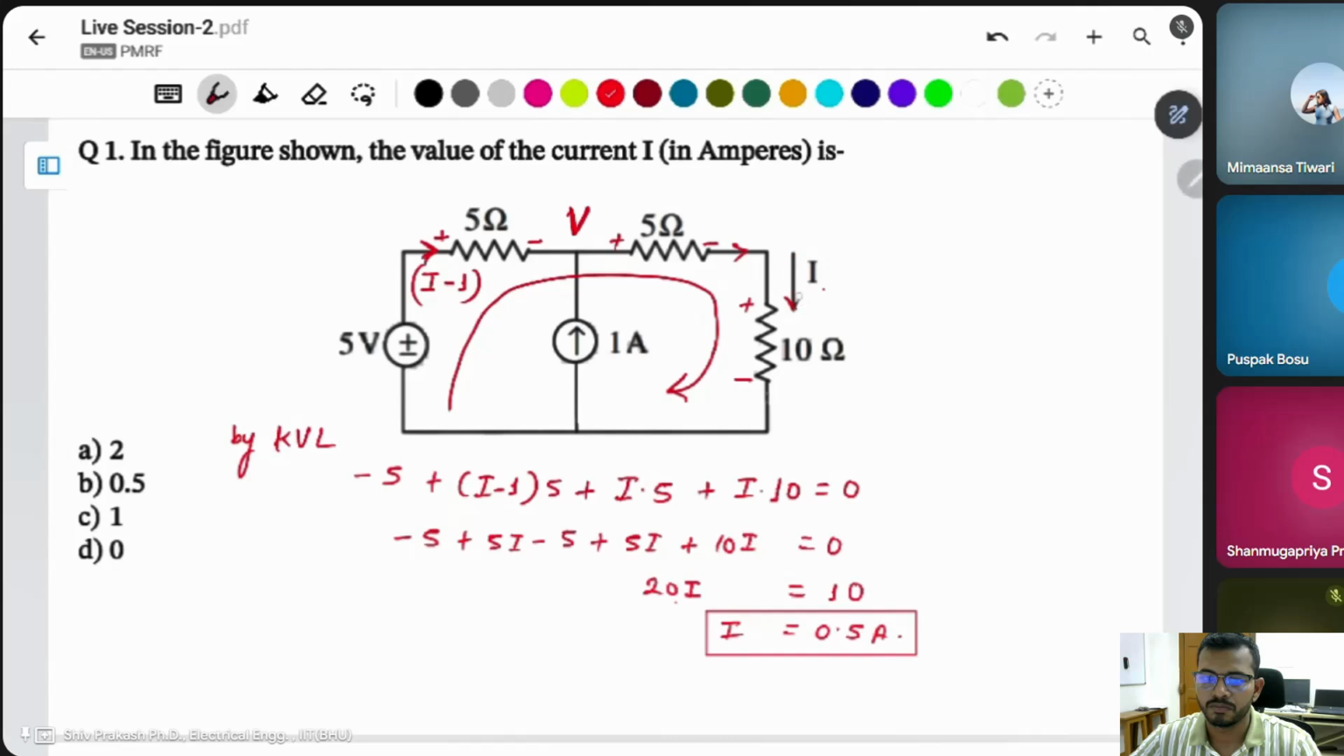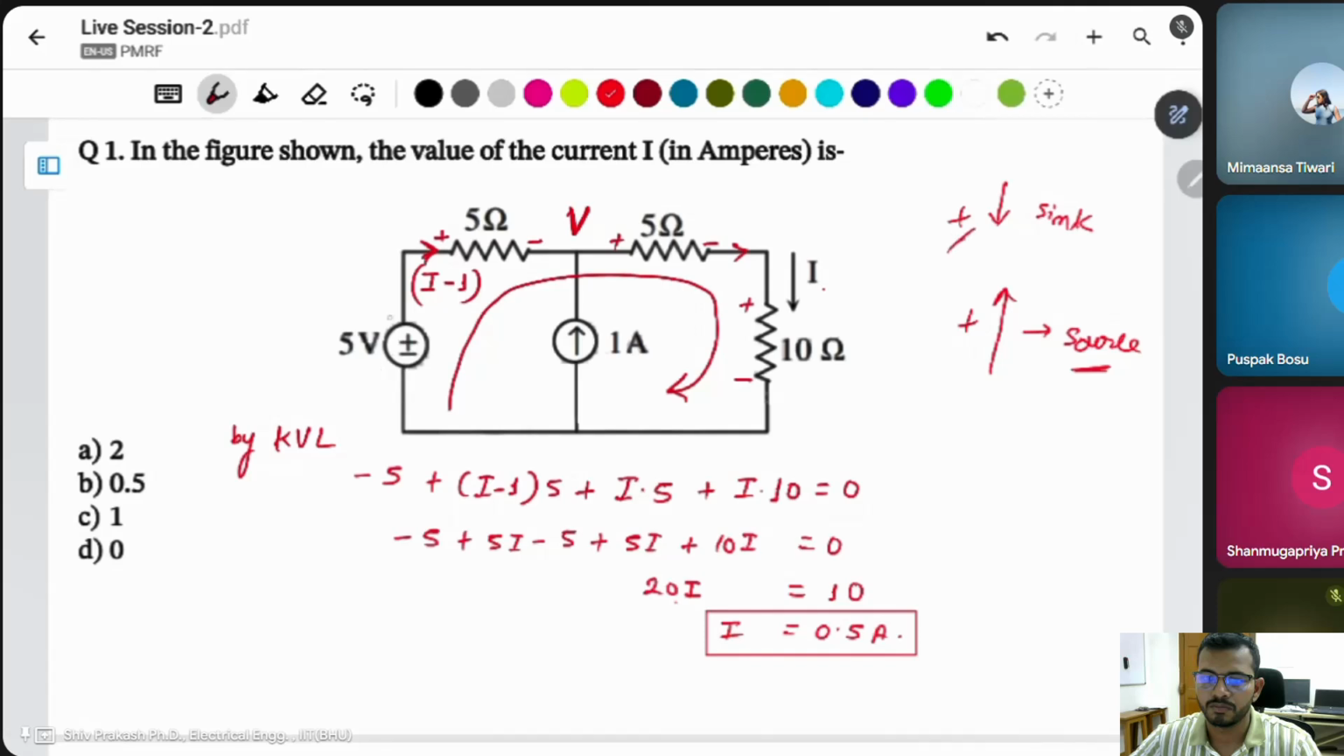That's why I take a plus at the entering point. If the current enters from the plus terminal of any element, that means that element is a sink, not a source. If the positive current is leaving from the positive terminal, it is known as the source. It means it supplies the current, supplies the power. Otherwise it is a sink, which absorbs or dissipates energy.